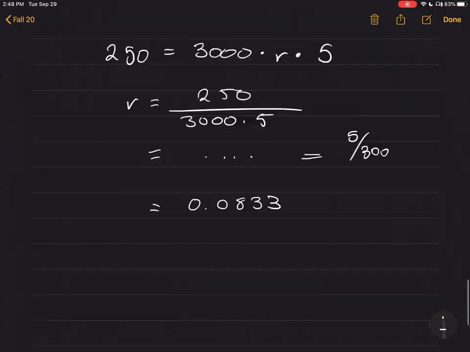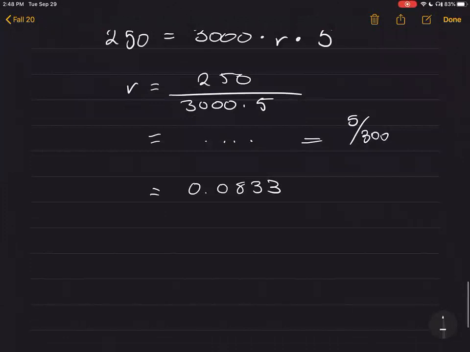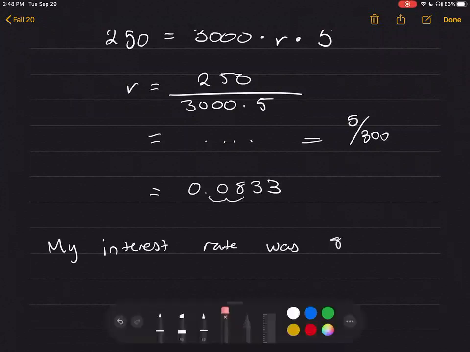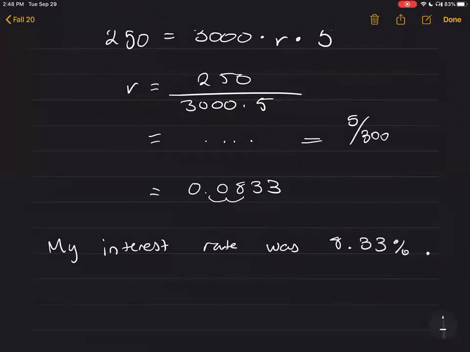So then we can write my interest rate was, and we move this decimal over 2 spots for percent, 8.33%. Cool. Again, this problem would have kind of needed a calculator here, but on your homework and on your test, you won't need one. Okay, cool.